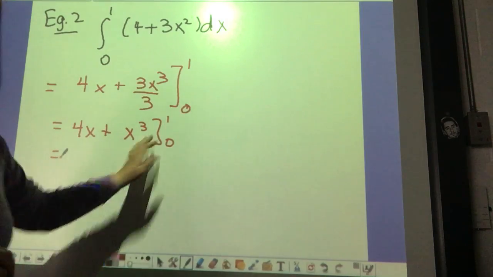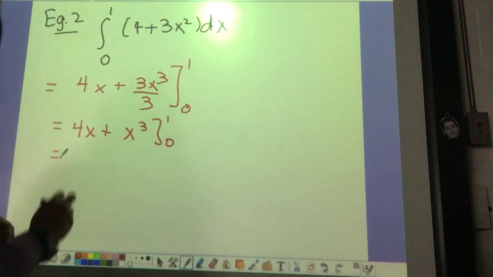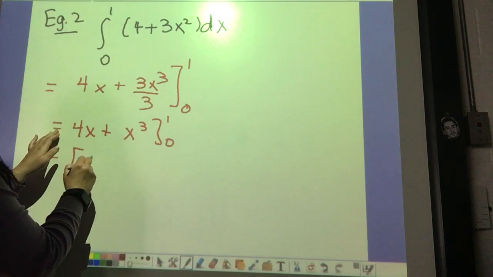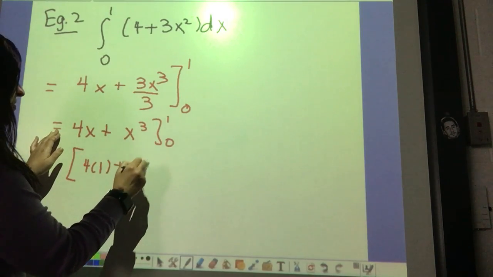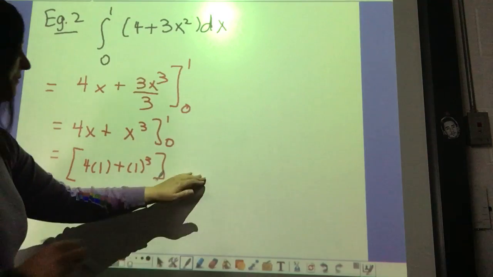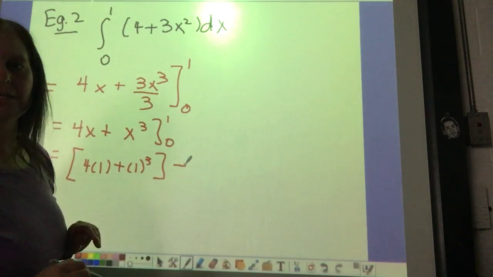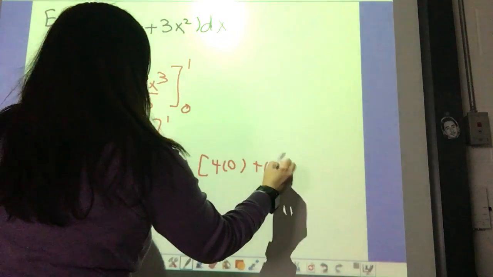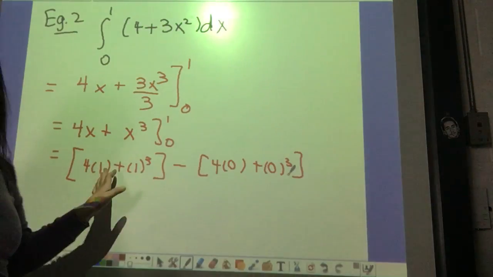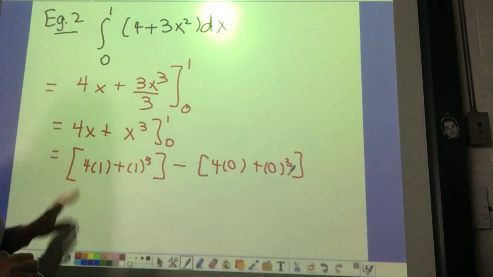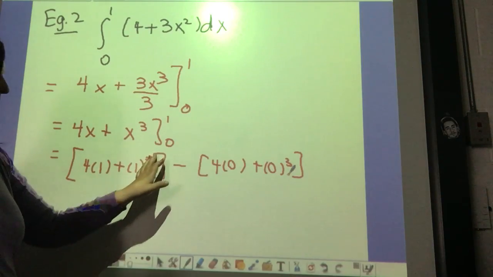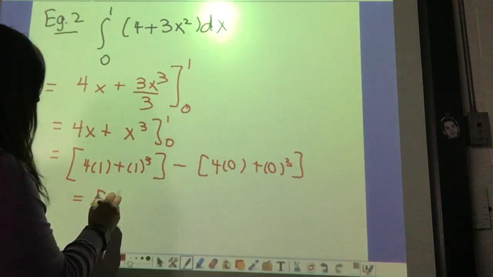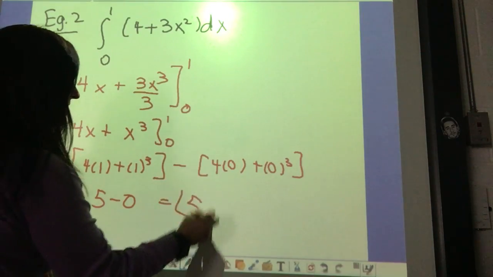Then we subtract with our upper limit minus our lower limit. First we replace all the x's here with 1. Make sure I have my brackets correctly. And then from that we subtract, replacing all our x's with the lower limit, which is 0. Okay, now this isn't calculus at all. This is really easy. 4 times 1 is 4, 1 cubed is 1, so 4 plus 1 is 5, minus 0, so the answer there is 5.